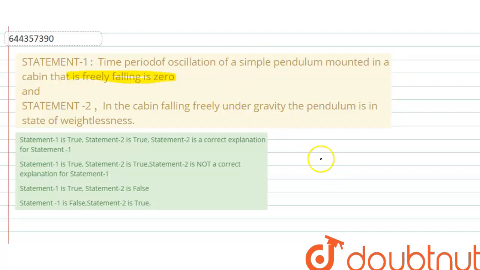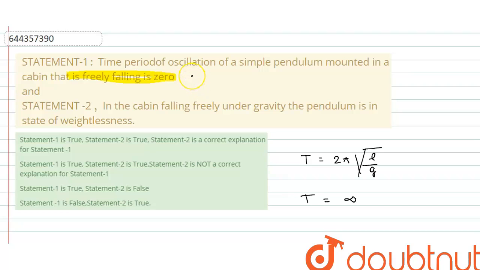In that case, time period will be infinite, because we know the formula for time period of a simple pendulum is 2 pi under root L upon g. g is the effective acceleration. But in that case, when the cabin is falling freely, the effective value of acceleration, or you can say g, will be equal to 0. So if this is 0, then time period will be infinite. Time period will be infinite.